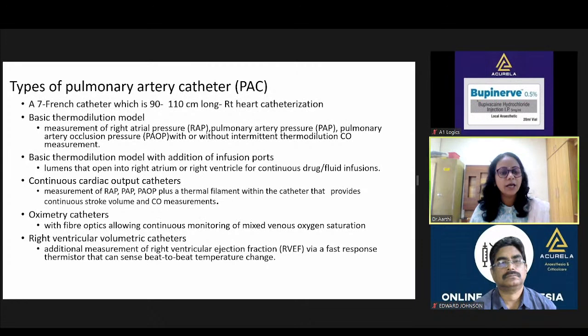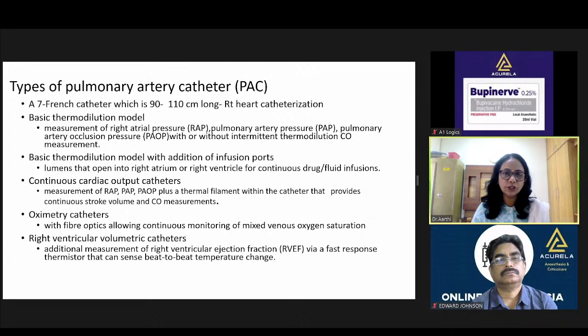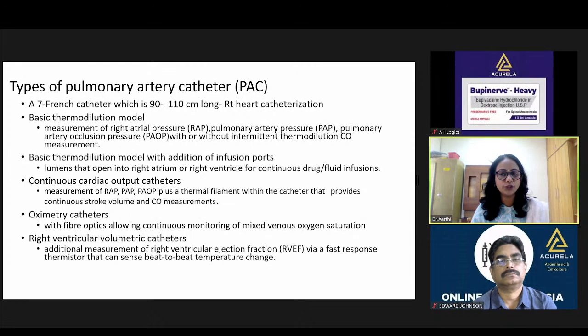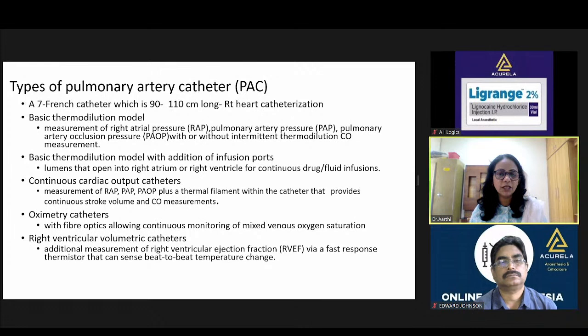The other model includes infusion ports, where there are lumens which open into the right atrium or the right ventricle. Along with the measurement of the pressures, they are also used for continuous drug infusions and fluid infusions. And there are models which aid in measuring cardiac output continuously. This includes measurements of right atrial pressure, pulmonary arterial pressure, and occlusion pressure, along with a thermal filament on the catheter that would continuously provide monitoring of the stroke volume and cardiac output.